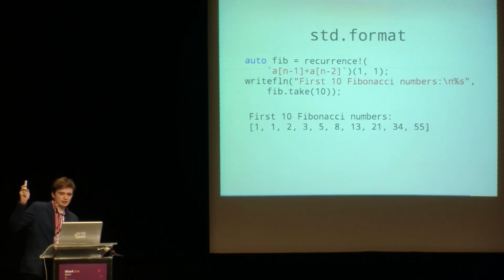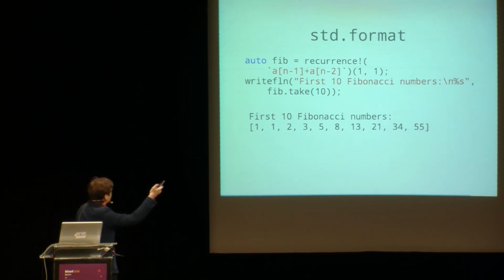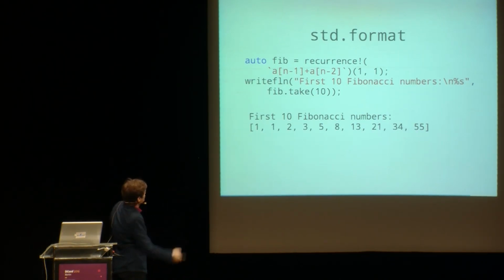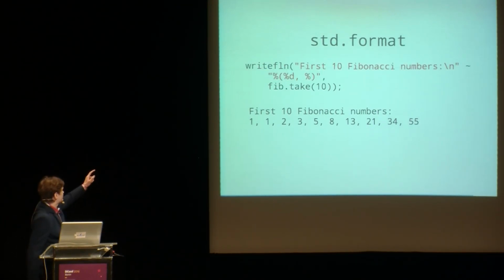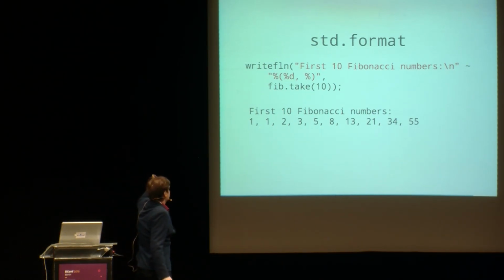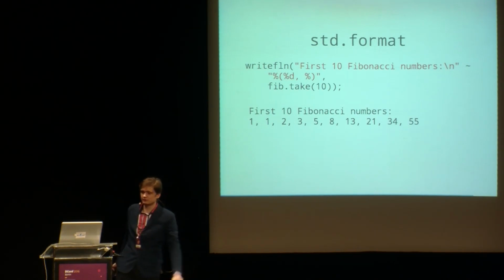Let's say you want to print an array. You have a Fibonacci sequence, or recurrence in this case, and you can just pass it as a range to writeln with a %s specifier. It works. What if you want to drop the square brackets? You use the %( syntax, which actually opens the array and allows you to specify how to format each individual argument.